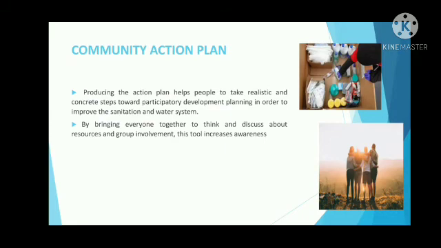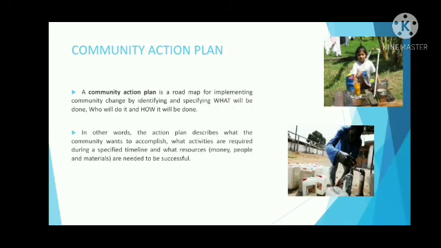By producing the action plan, it helps people to take realistic and concrete steps toward participatory development planning in order to improve sanitation and water systems, for example, and by bringing everyone together to think and discuss resources and group involvement, this tool increases awareness. A community action plan is a roadmap for implementing community change by identifying what will be done, who will do it, and how it will be done. In other words, the action plan describes what the community wants to accomplish.